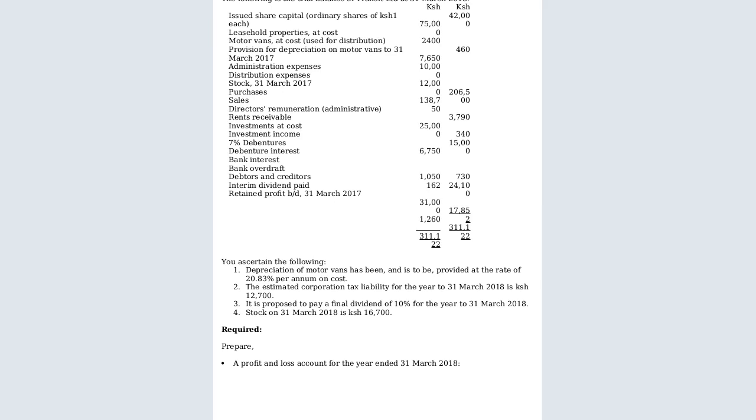Then additional information. Depreciation of motor vans has been and is to be provided at the rate of 20.83% per annum on cost. So you know about the depreciation on motor vans; we are supposed to calculate depreciation using that rate on cost. Then the estimated tax that you're supposed to pay that year is given there. Then we are told that it is proposed to pay a final dividend, a final proposed dividend of 10%.